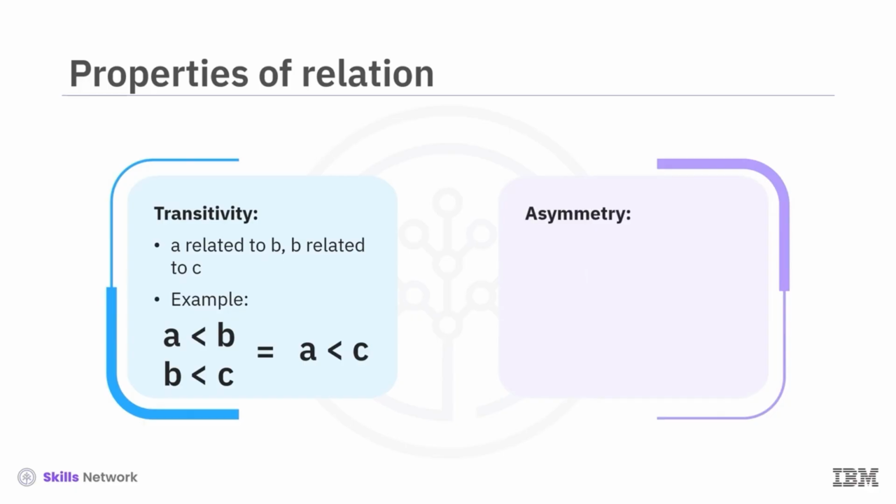The last property is antisymmetry. It defines a relation as antisymmetric when A relates to B and B relates to A, necessitating A to be equal to B. The less than or equal to relation demonstrates antisymmetry.